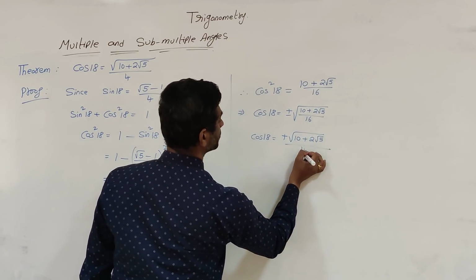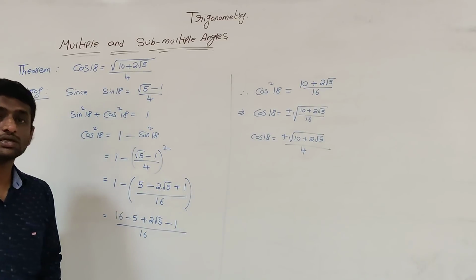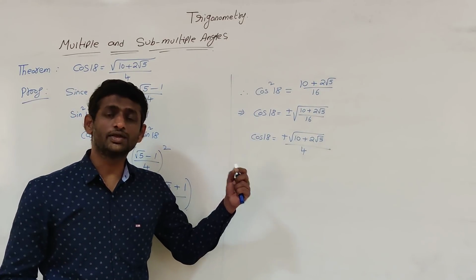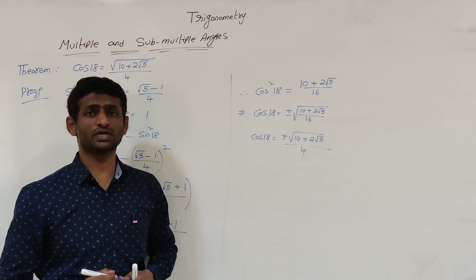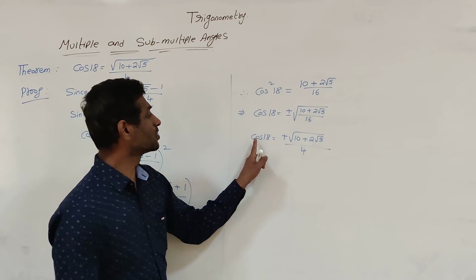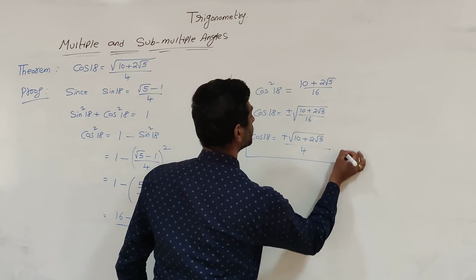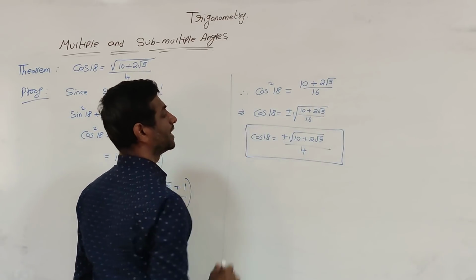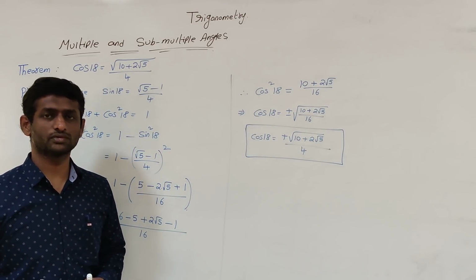Root 16 is 4. As 18 is an acute angle, it should lie in the first quadrant, where cos is positive. Therefore, cos 18 is under root of (10 plus 2 root 5) by 4.